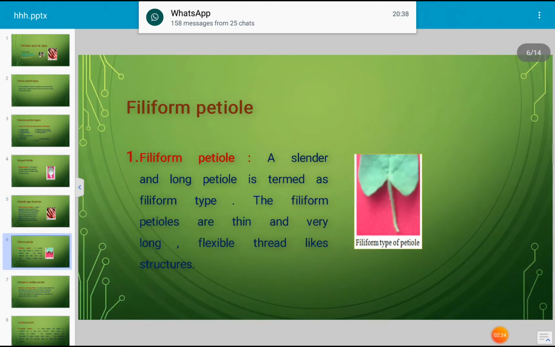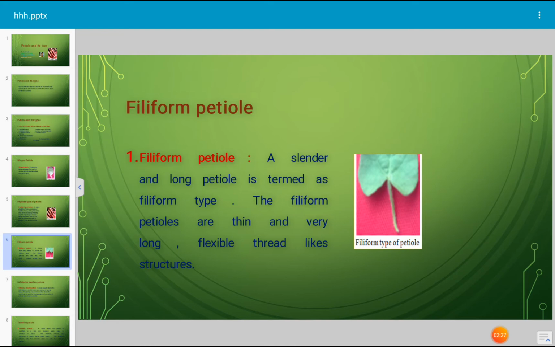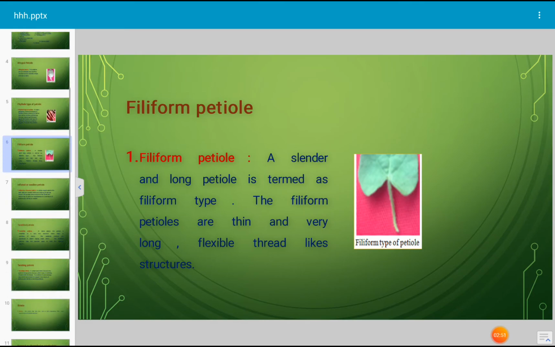Next, filiform petiole. A very thin, long structure of the petiole is described as filiform type, and it is very thin and long, and the filiform petioles are flexible, more flexible. They are thread-like structures and they are cylindrical. Such petioles are described as filiform type of petiole.